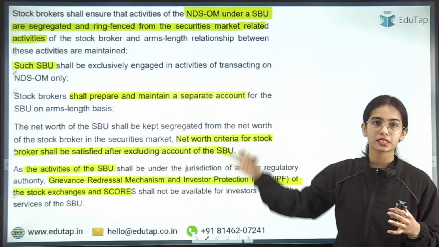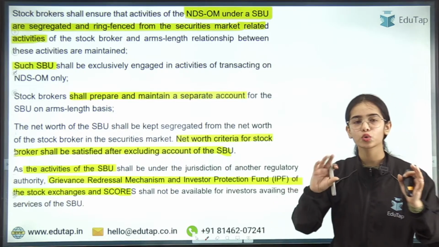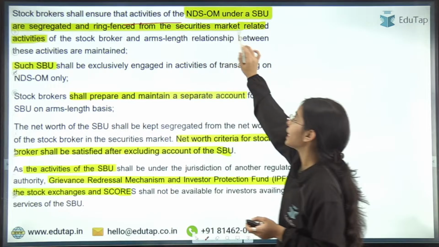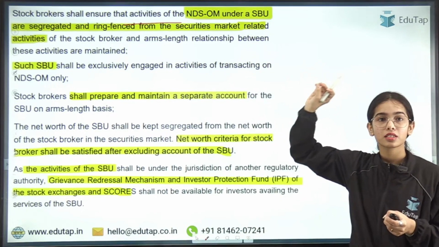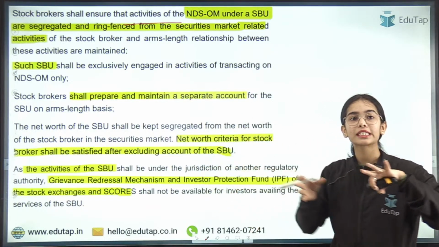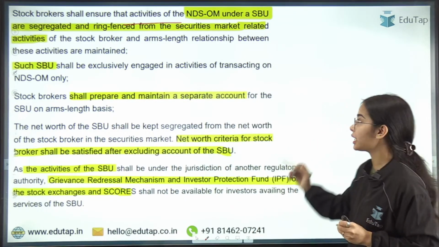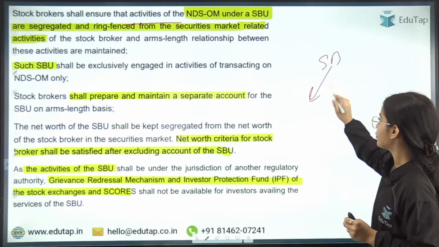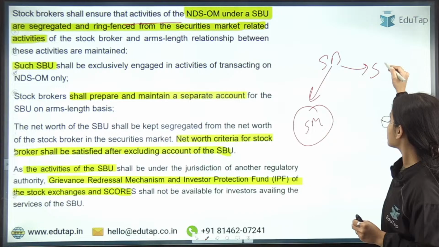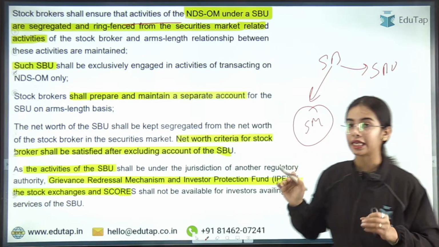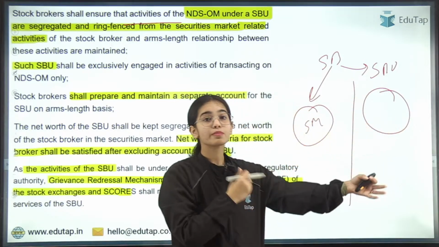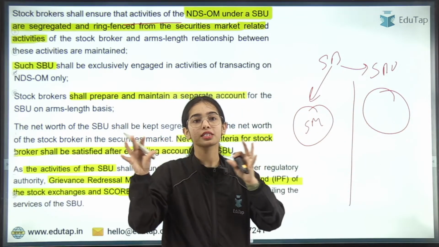So basically, this is the circular that was released by SEBI. We will just discuss the highlights. Stockbrokers shall ensure that activities of the NDS-OM under a separate business unit are segregated and ring-fenced from the securities market. So basically, SEBI is saying that the stockbroker's functioning in the securities market and the separate business unit's functioning in the NDS-OM market should be kept separate at an arm's length. This is literally written in the circular.